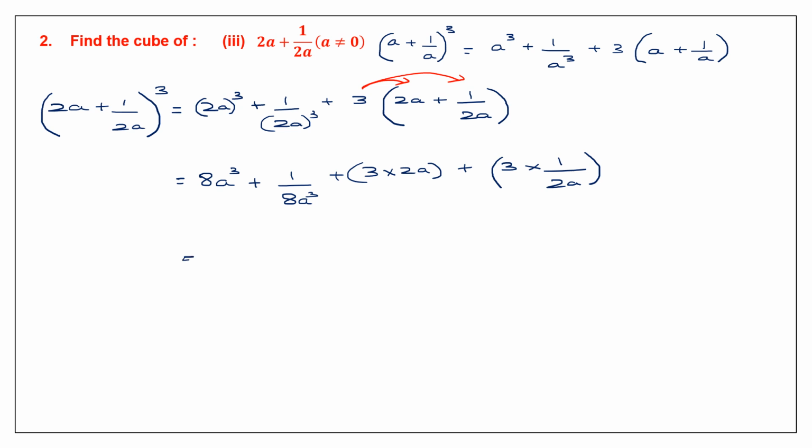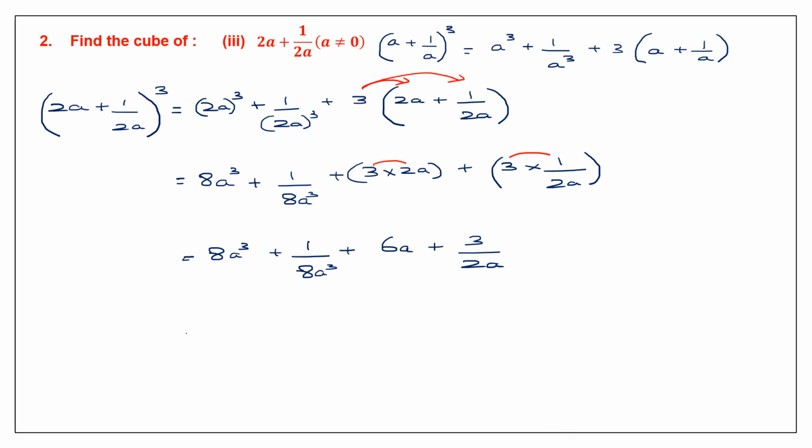So here we have 8a cube plus 1 by 8a cube plus, now here we have 3 into 2 is 6. So that is 6a plus, now here we are multiplying 3 into 1. 3 into 1 is 3. So that will be 3 by 2a. So this is our answer which we can rearrange.